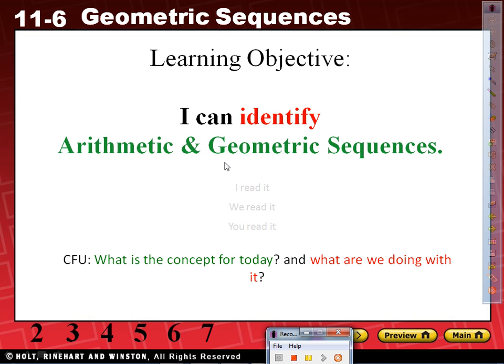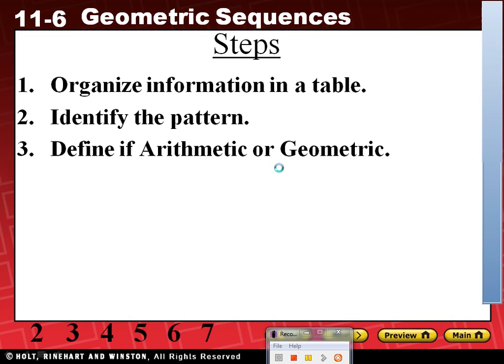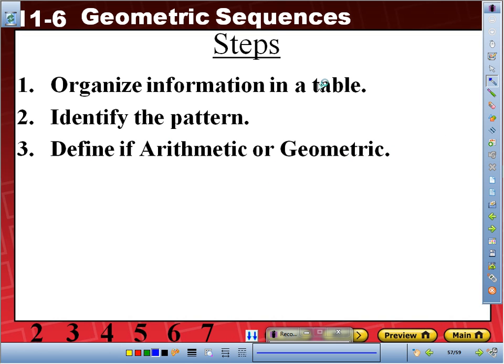So with that said, we're going to cover both, but I need you to write down some steps. Steps 1 through 3. Copy these down. Step 1, organize information in a table. Step 2, identify the pattern. Step 3, define if arithmetic or geometric.